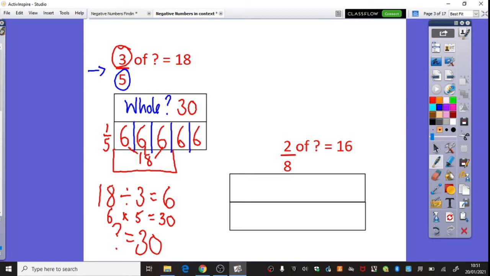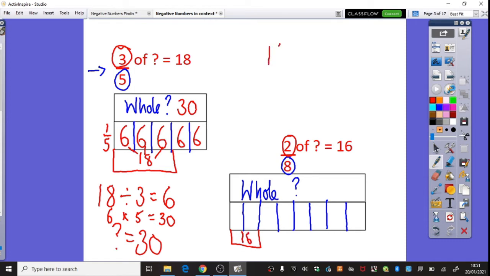So the same thing here, 2/8 of something is 16. So what we're actually missing then, once again, is our whole. That's what we're trying to work out. What has our whole been broken into? Yeah, our whole has been broken into 8 parts. So we'll make our 8 parts here. And how many of those parts do we know about? We know about 2 of them, and we know that 2 of them are equal to 16.